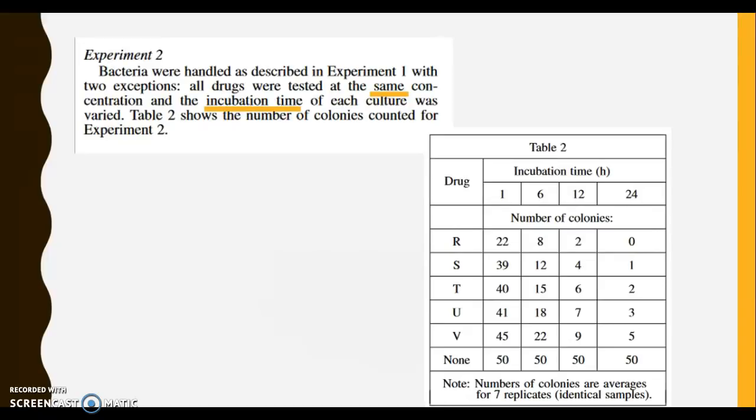In experiment 2, I'm looking at the same 5 drugs, but in this case, I'm keeping the same concentration and I'm changing the incubation time. Again, I'm going to draw my trend lines. So as I see an increase in incubation, I see a decrease in the number of colonies. Again, inversely proportional.